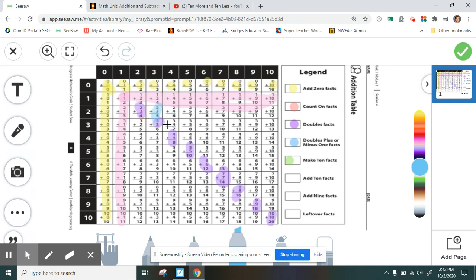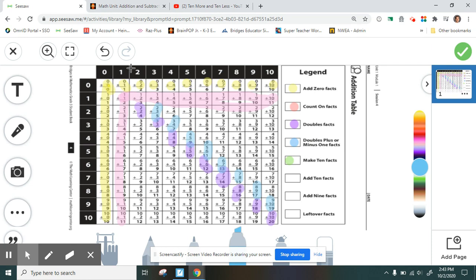3 plus 3 is the doubles fact, so the doubles plus 1 fact is 3 plus 4. 4 plus 4 is the doubles fact, so the doubles plus 1 fact is 4 plus 5 equals 9, and so on, right? Instead of 5 plus 5, 5 plus 6. Instead of 6 plus 6, 6 plus 7. 7 plus 7, 7 plus 8. 8 plus 8, 8 plus 9. 9 plus 9, 9 plus 10.